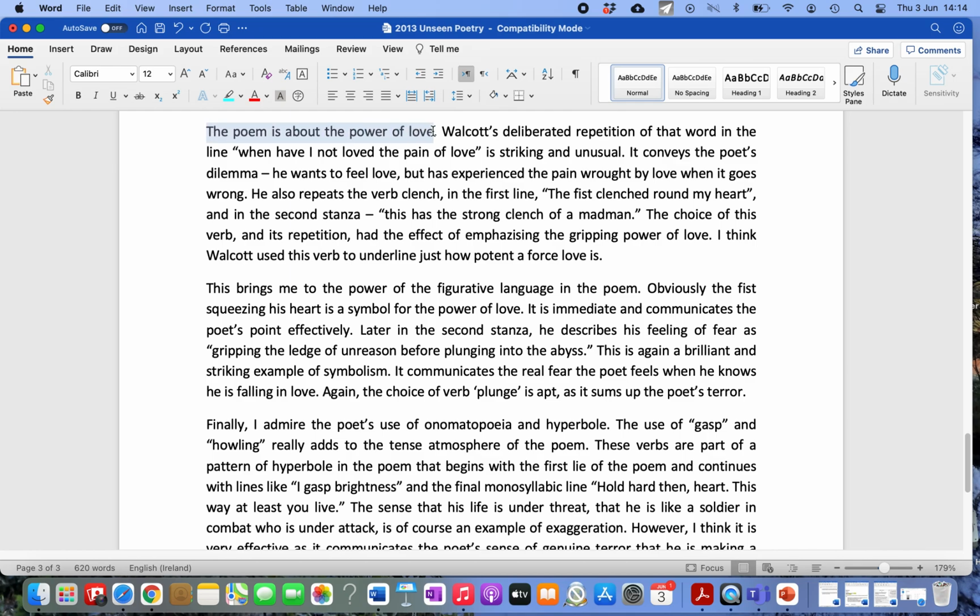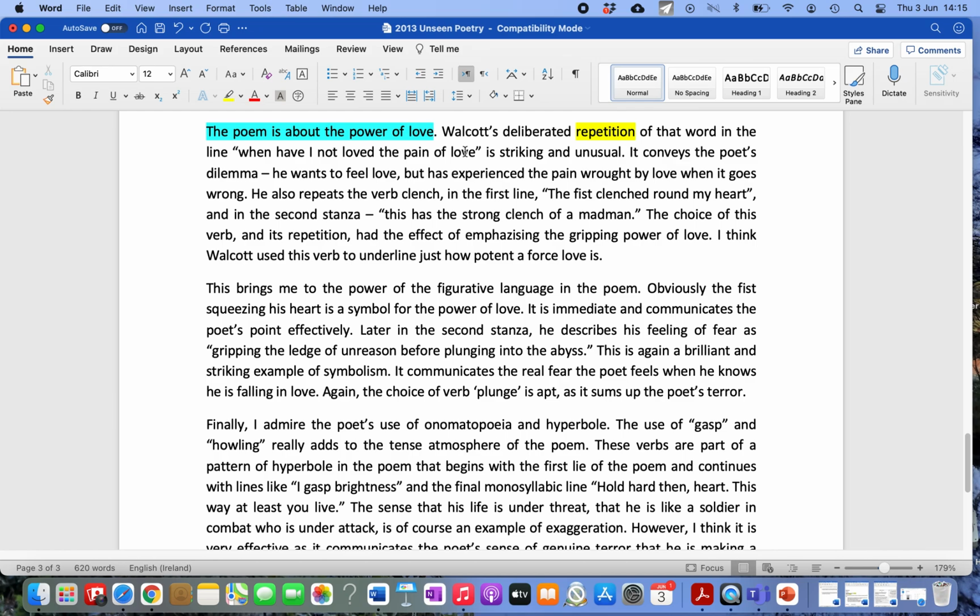This poem is about the power of love. Okay, so that's grand. What's that got to do with language? Walcott's deliberate repetition. Okay, now you're on language. Of that word in the line, "when have I not loved the pain of love," is striking and unusual. That's you discussing his use of language. You're saying it's striking and unusual. That's your opinion. It conveys the poet's style. He didn't say, "I think it is." You're just saying it is. It conveys the poet's dilemma. He wants to feel love, but has experienced the pain wrought by love when it goes wrong.